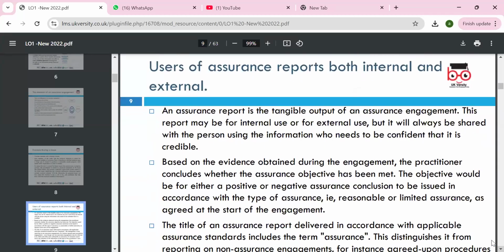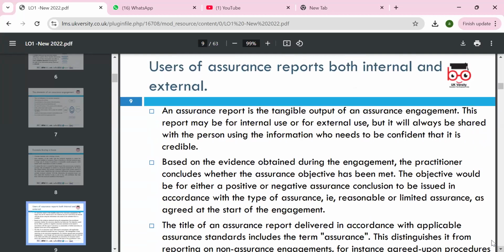So users of the assurance report are both internal and external. The assurance report is a tangible output of the assurance engagement. The report may be used internally or externally, and so audit can be internal audit or external audit. Yes, external audit really is a compulsory audit. Mostly, if you have over 250 people, a third party or regulatory authorities, we need to do an audit.